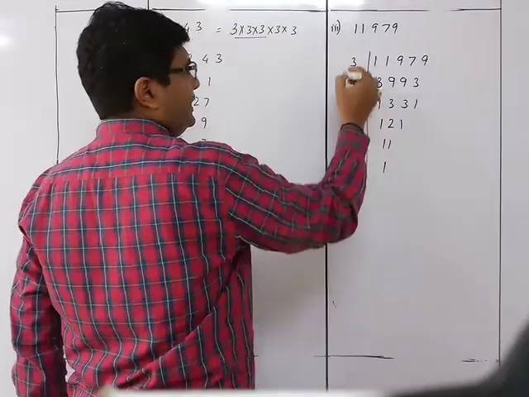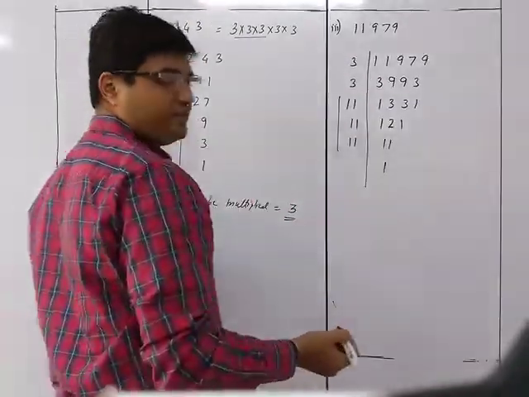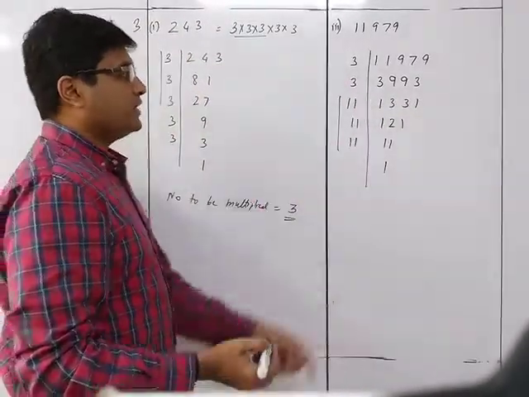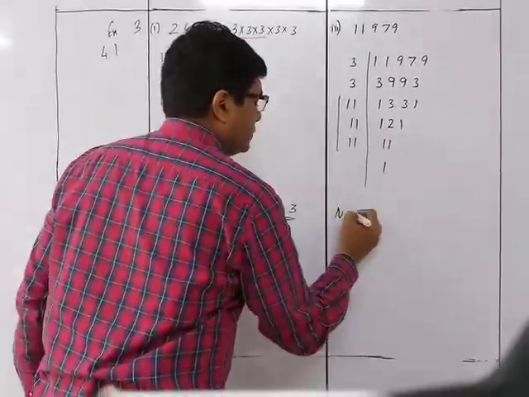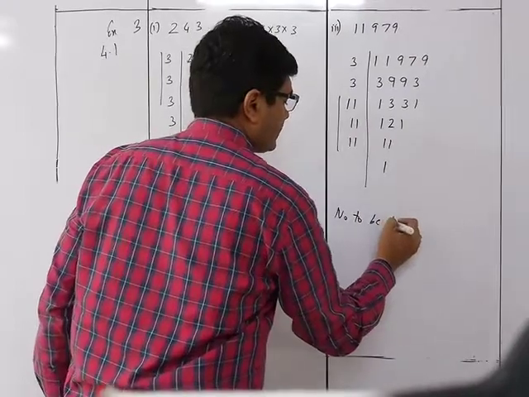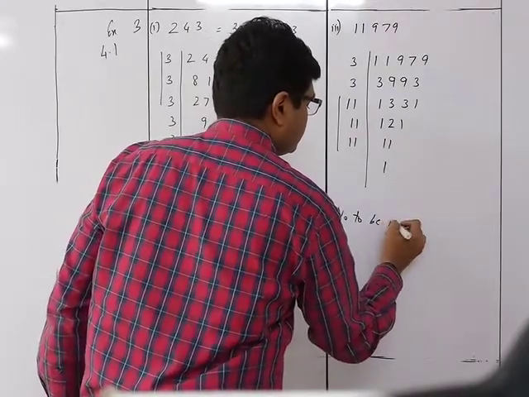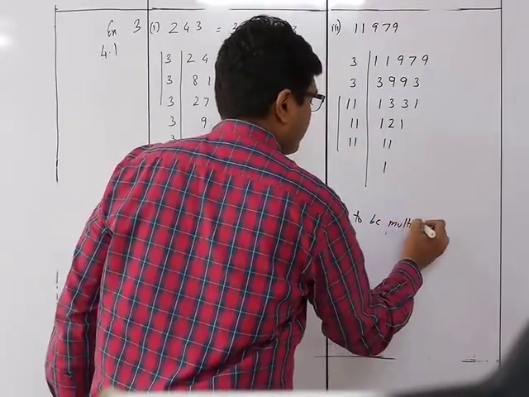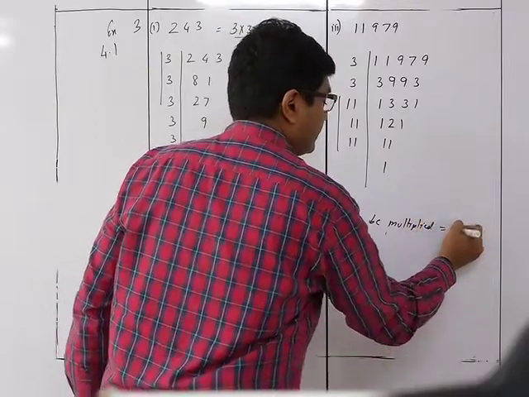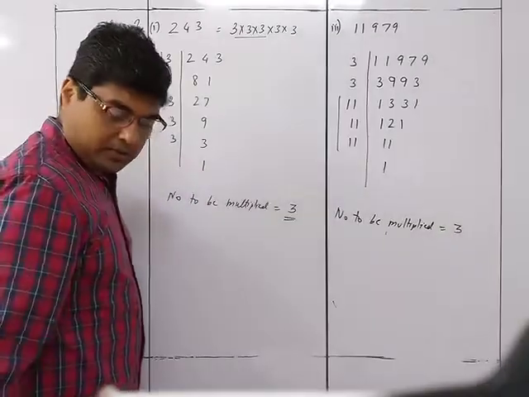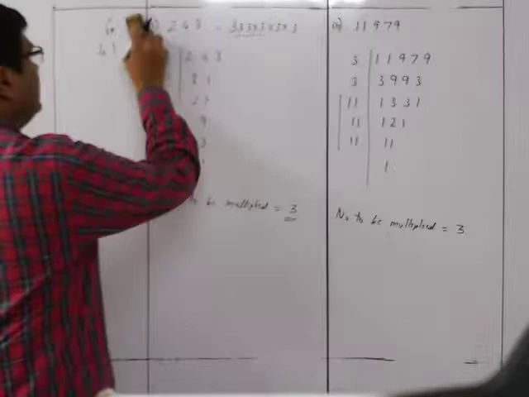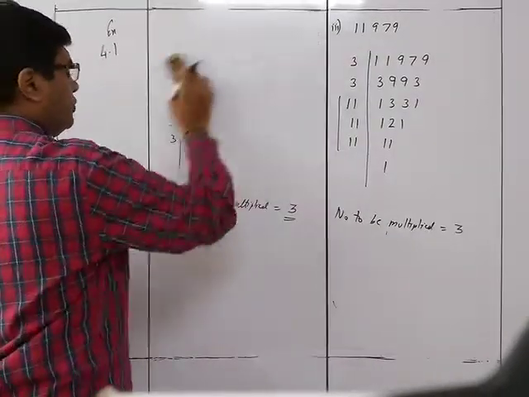So you can see that this is in pair of the set of 3, but this is not in pair of set of 3. Therefore the number to be multiplied is equal to 3. Got it? So that was sum number 3. We move on to sum number 4.